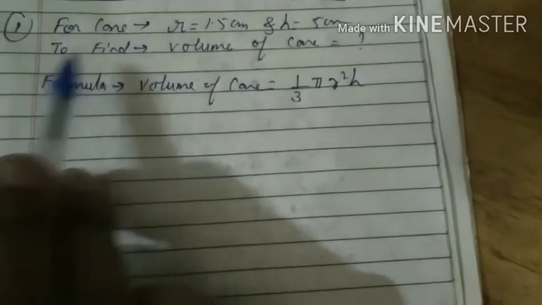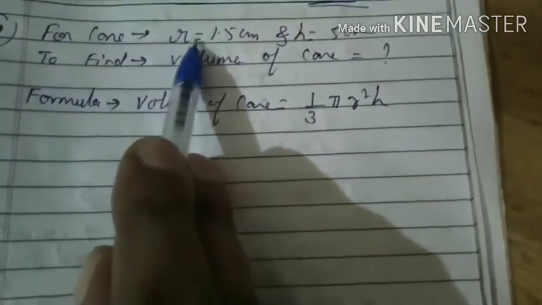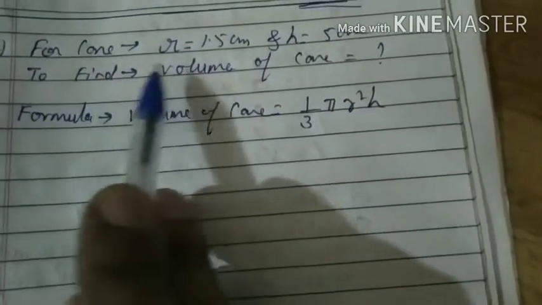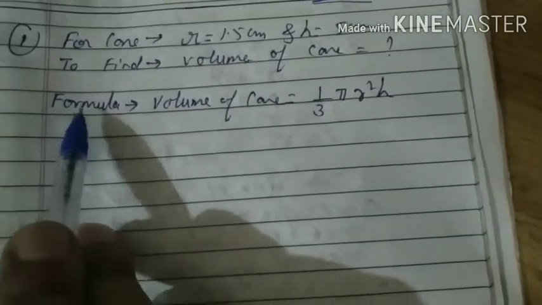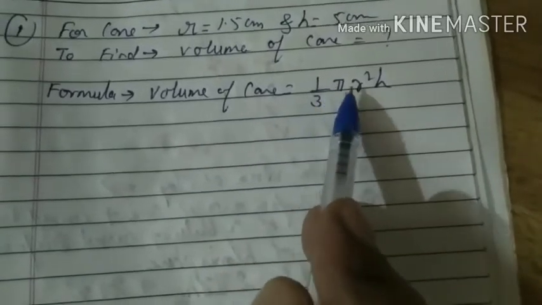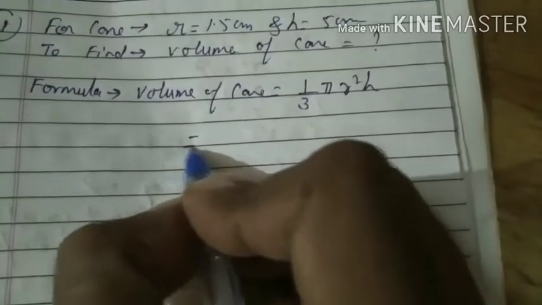See, first we'll write the given part. For cone, radius that is R is 1.5 centimeter and height that is H is 5 centimeter. To find volume of cone. So we'll start the solution. That is, first write formula. Formula for the volume of cone is 1 by 3 pi R square H. So we'll substitute the value.